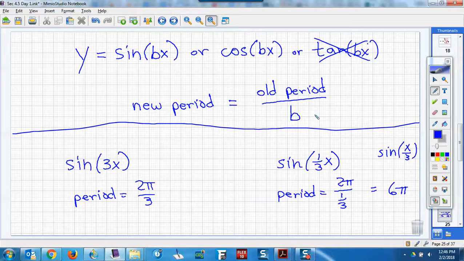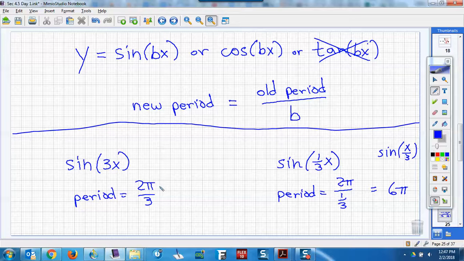So if we have a number, we'll call it b, that was our number, multiplied on the inside for sine or cosine, the new period is very simple to get. We just divide. We take the normal period divided by b. The normal period divided by b, and that's the new period. So for sine 3x, the period will be 2 pi thirds.